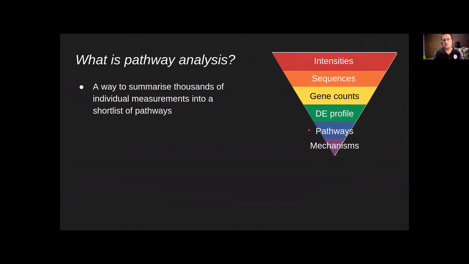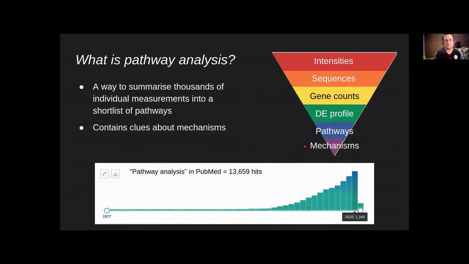Then we want to know which pathways are involved, because we know that the pathways that are involved can give us clues about a mechanism, and that's going to be the main thrust of the papers that we write. Clearly, pathway analysis is a really important and key method in computational biology, with over 13,000 mentions in the literature according to PubMed, and 2,000 just last year. So it's important that we do this process correctly.